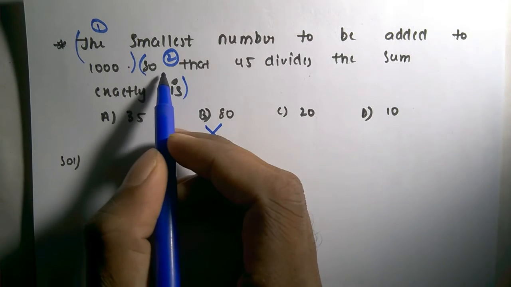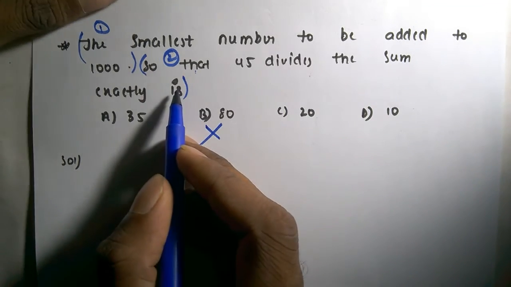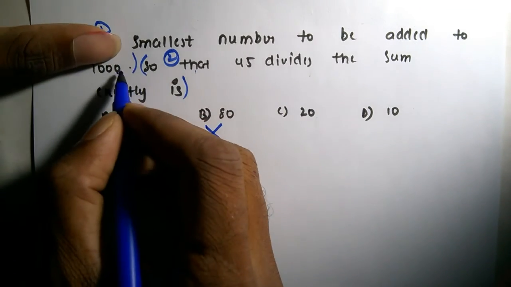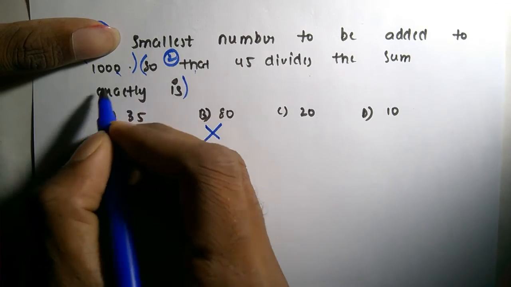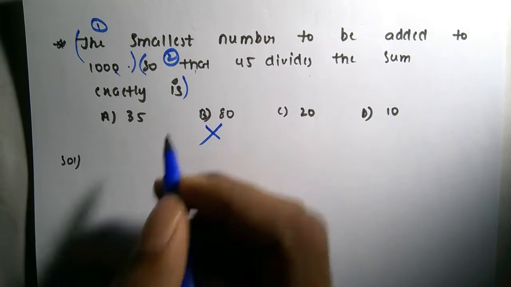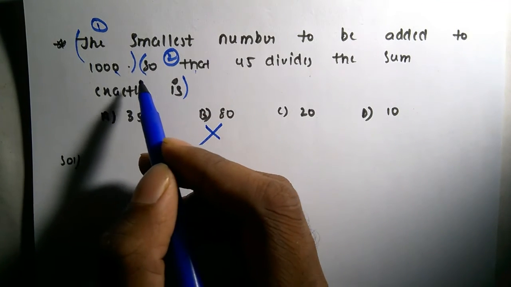And the second condition: the smallest number has to be added to this 1000 so that when the sum is divided by 45, it divides exactly. So it should be divided by this 45 exactly, guys.